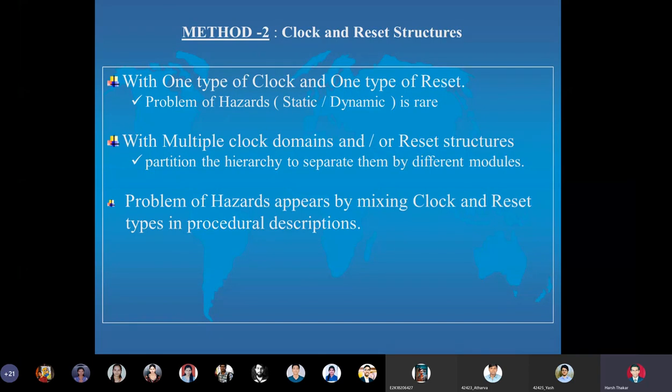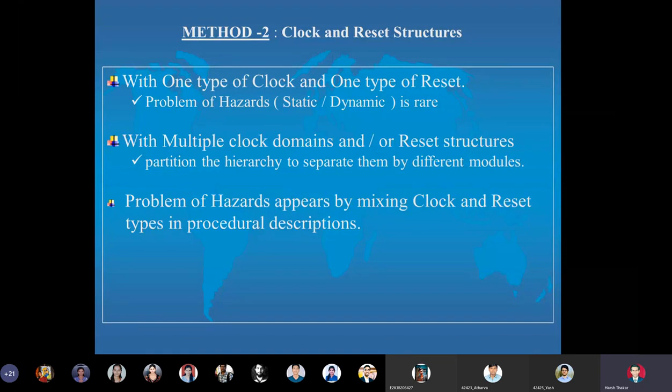Many times it goes on toggling between 1 and 0. So the unpredictable state of the output of a conventional JK flip-flop at the arrival of the active edge of the clock is called a race around condition. Got the point? So this is a simple example of dynamic hazards. If you want to avoid static or dynamic hazards in digital systems, then it is always recommended that you have only one type of clock and one type of reset.